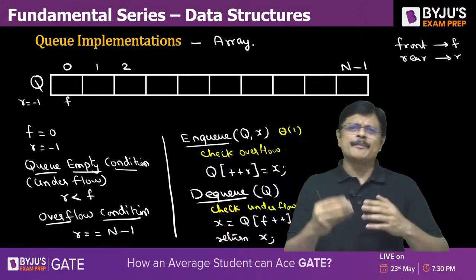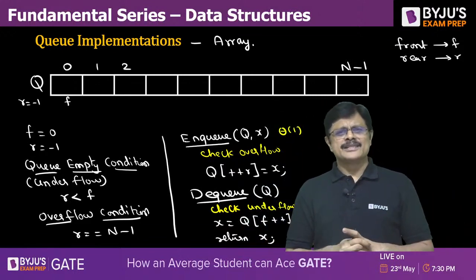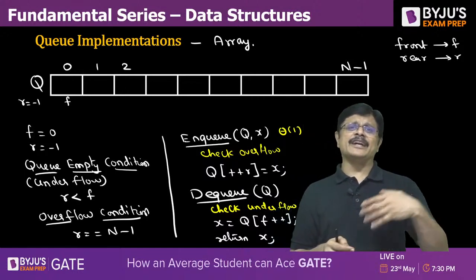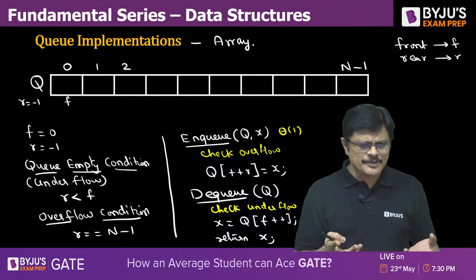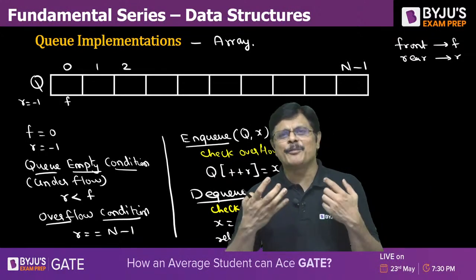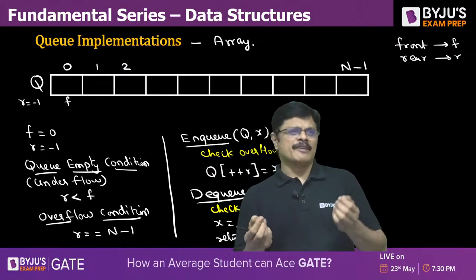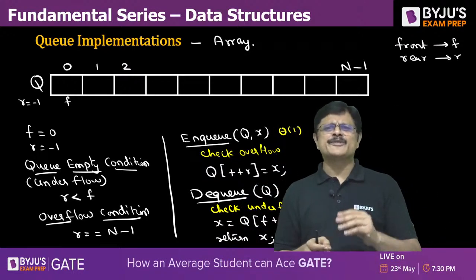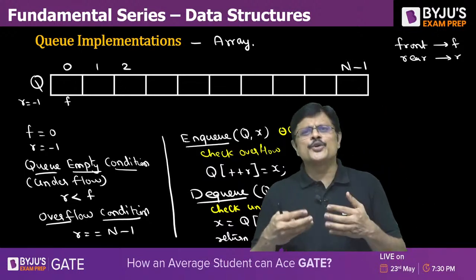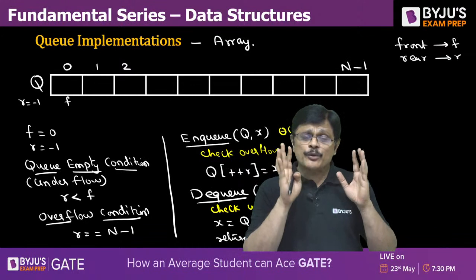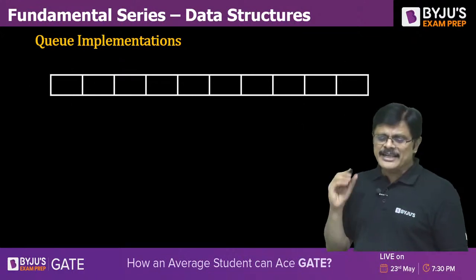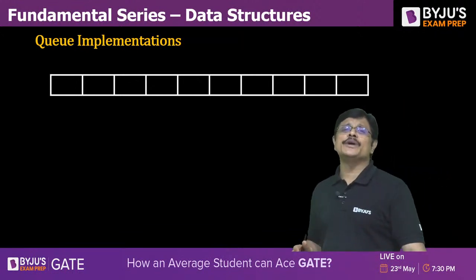Of course, there are multiple implementations possible. Even in my recordings, I did a different implementation where I took front and rear equal to minus 1. That is also possible. But this is the most common implementation which people like. Once you understand the logic, there can be some small variations, but accordingly the NQ and DQ operations may change, which you have to keep in mind, my dear friends. But there is a problem with this particular Q implementation.